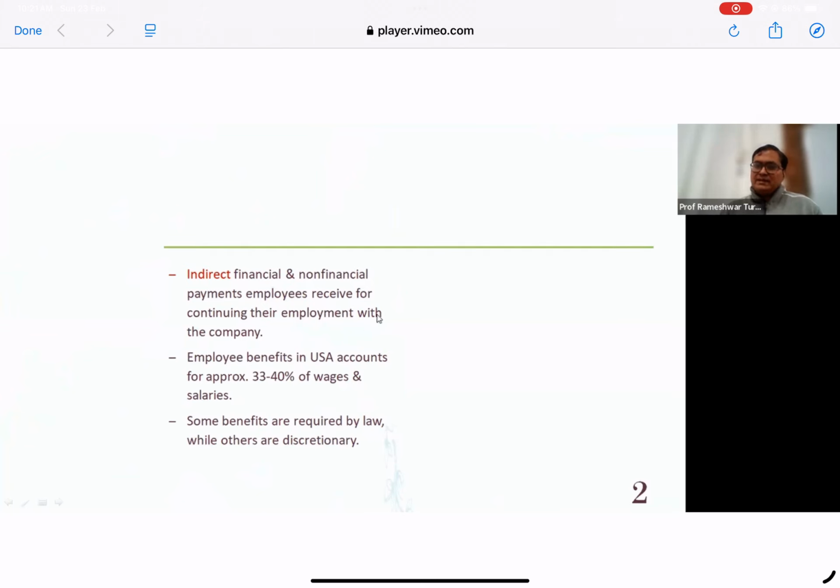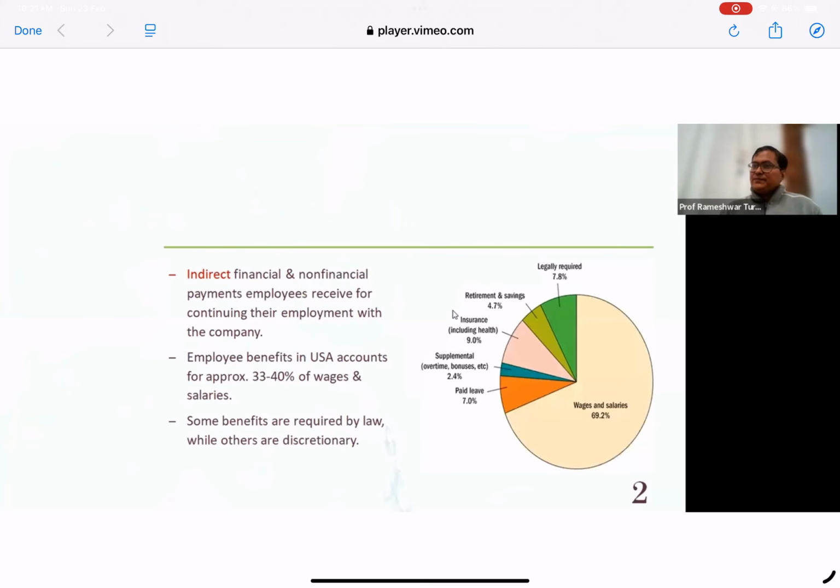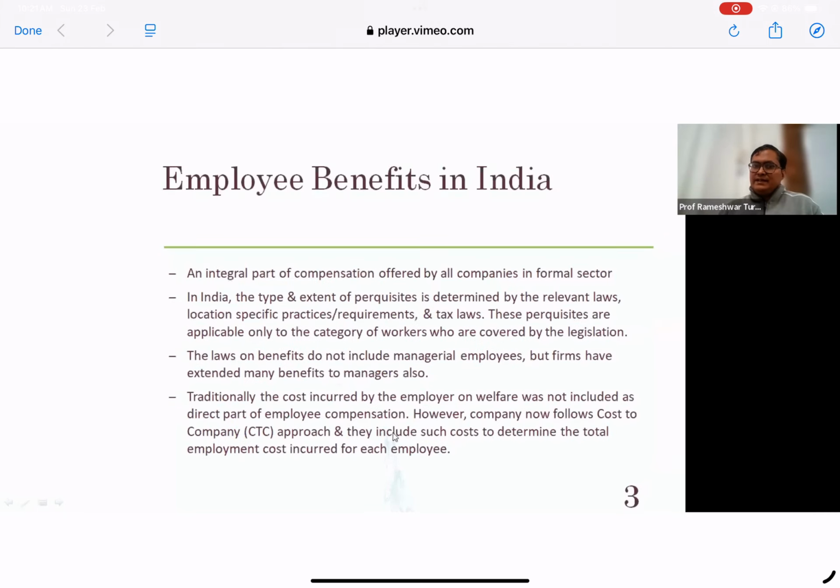That is called benefits. If you look at USA, 33 to 40% of wages actually constitutes the benefits. You take any MNC and look at their Indian page and look at their USA page. In the USA page, you will find a lot of information about benefits programs. A considerable chunk of their salary goes into benefits. Some benefits are required by law, while others are discretionary.